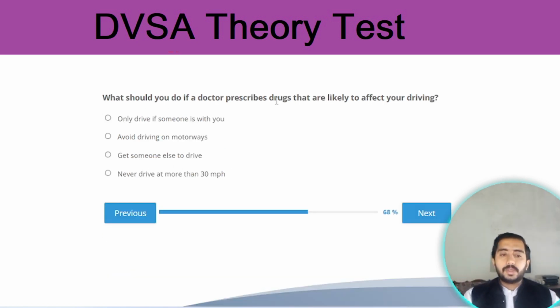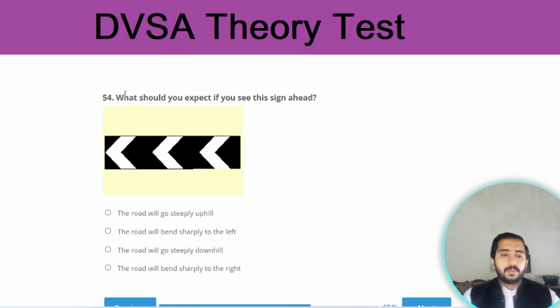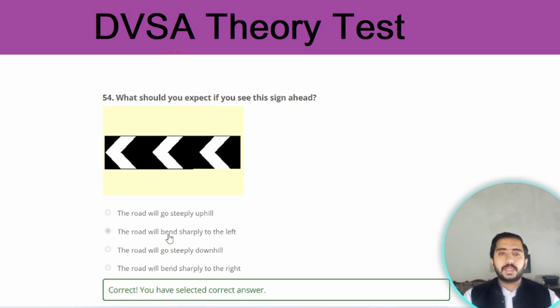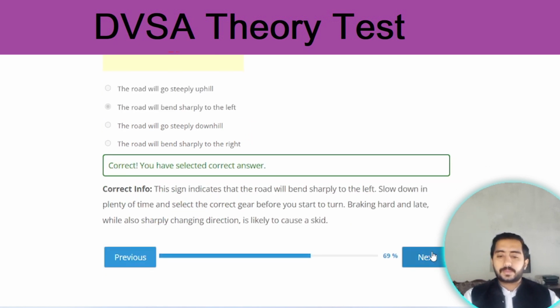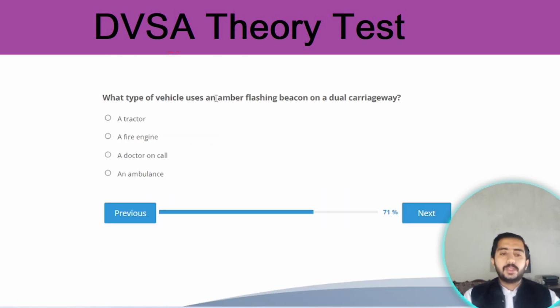Our next question is, what should you do if the doctor prescribes drugs? It means that if the doctor tells you that the drugs are likely to affect your driving, in this case, get someone else to drive. Option C is the correct one. Next question. Question 54. What should you expect if you see the signs ahead? The road will bend sharply to the left. Option B is the correct one. Next question. What type of vehicle uses an amber flashing beacon on a dual carriageway? The correct option is a tractor. Option A is the correct one.